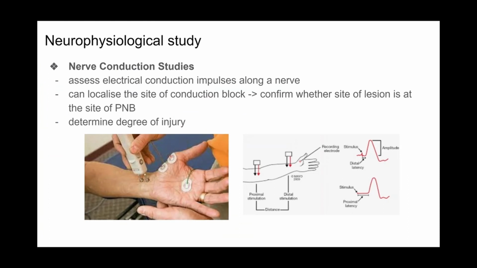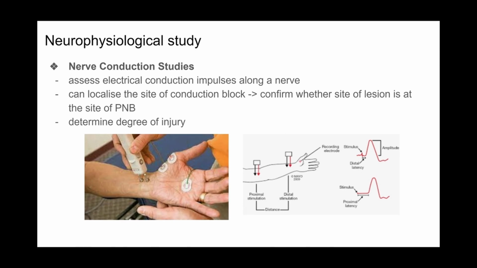The investigations that will be done to assess a nerve injury involve a neurophysiological study. A neurophysiological study will include a nerve conduction study and an electromyography. Nerve conduction studies are used to assess electrical conduction impulses along a nerve.